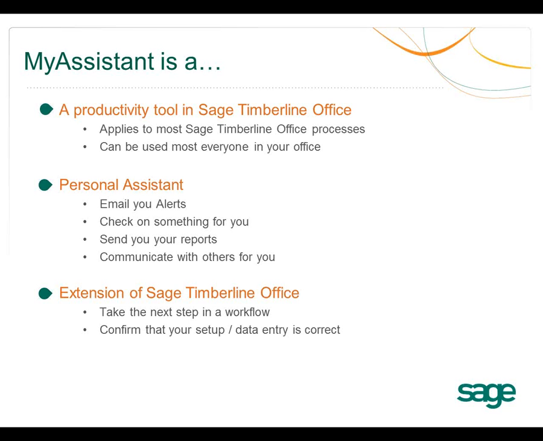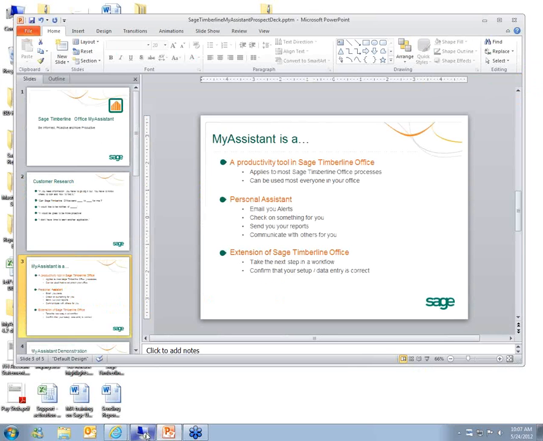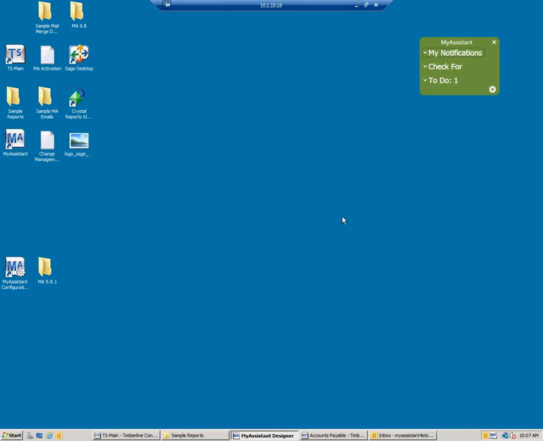So think of your workflows. Think of where you'd like to take the next step in the workflow, whether it be communicating internally or communicating externally. MyAssistant most likely can help you with that. So what I'd like to do now is go over here and take a look at MyAssistant.